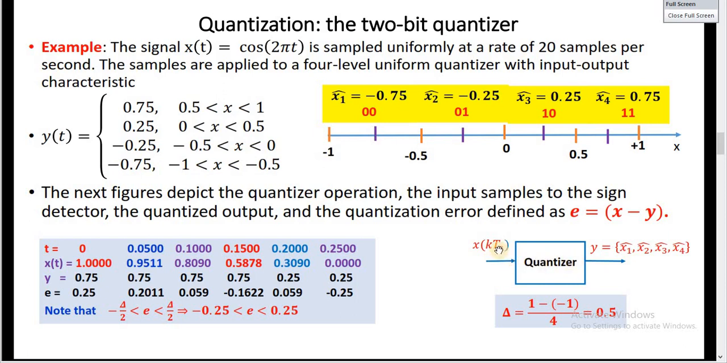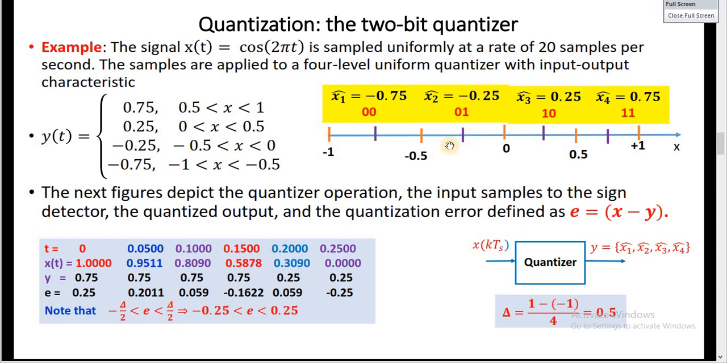So this is our quantizer. The input to the quantizer are the sample values taken from this sinusoidal signal. Now the output of the quantizer assumes any one of these four possible levels. The dynamic range of the quantizer is assumed to be between minus 1 and 1, and we need to partition this region into four levels. So we have 0, 0.5, plus 1, minus 0.5, and minus 1. These are the thresholds, the values that separate the decision regions. Halfway between minus 1 and minus 0.5 is minus 0.75. So this is the representation level for this segment.